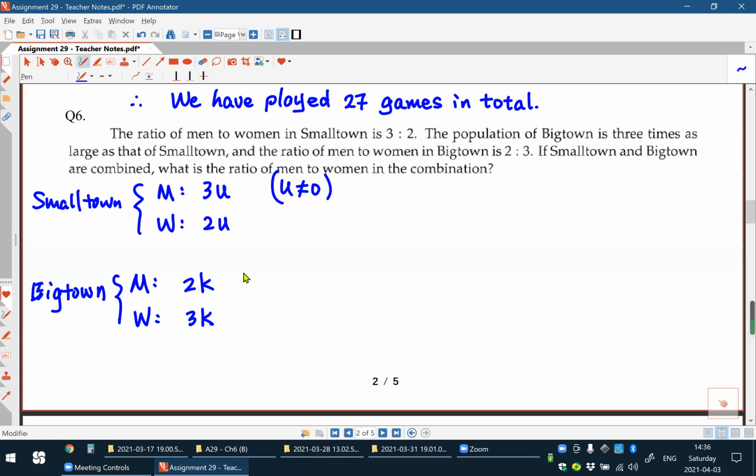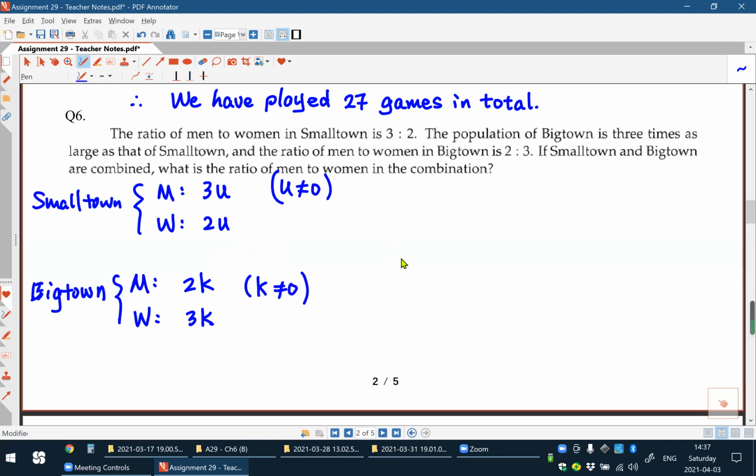The reason we do not use 2u and 3u here is because the factor is not necessarily u, which we have already used in small town. So use another letter to denote the factor here. Of course here, K is not 0, right?